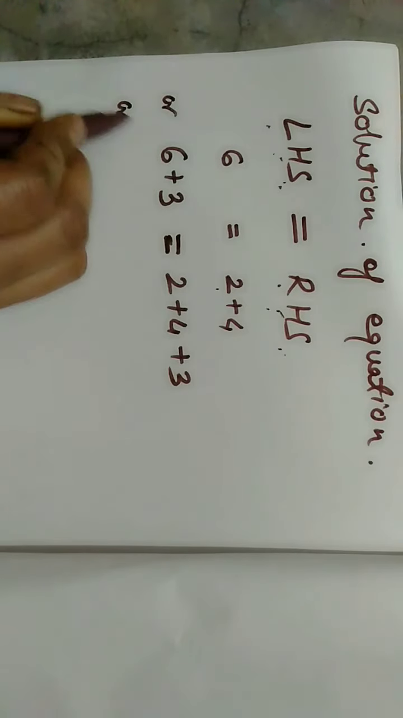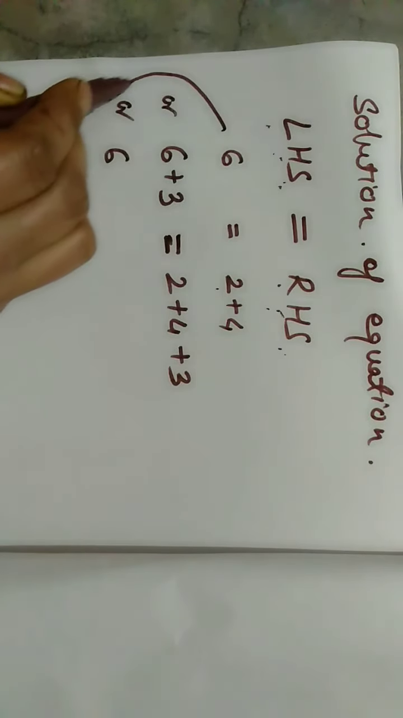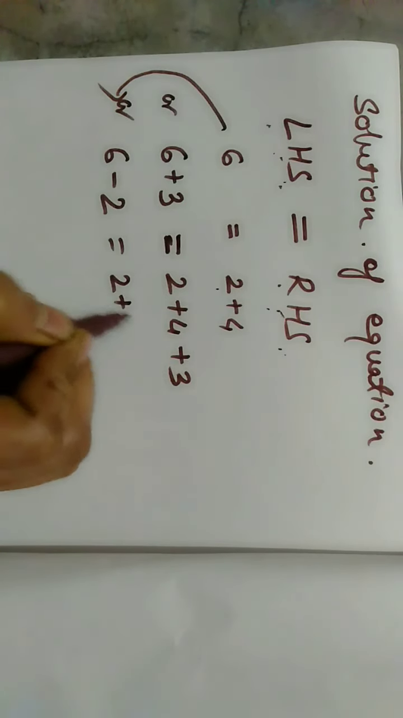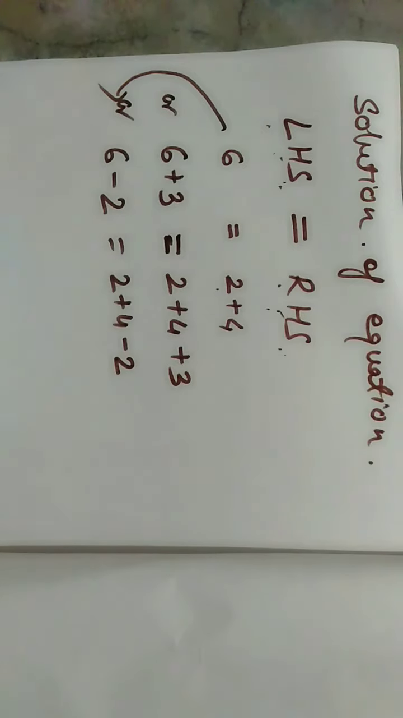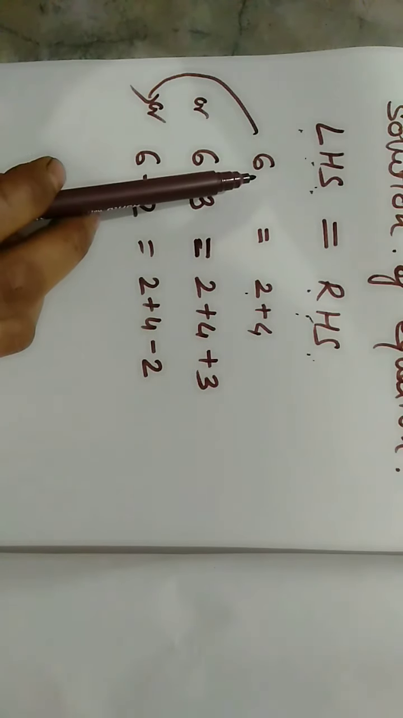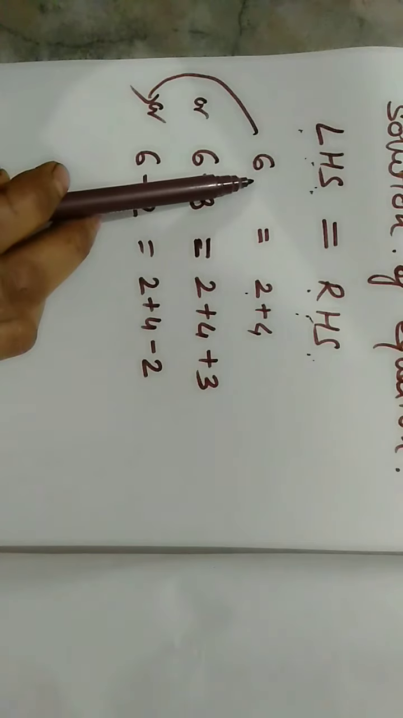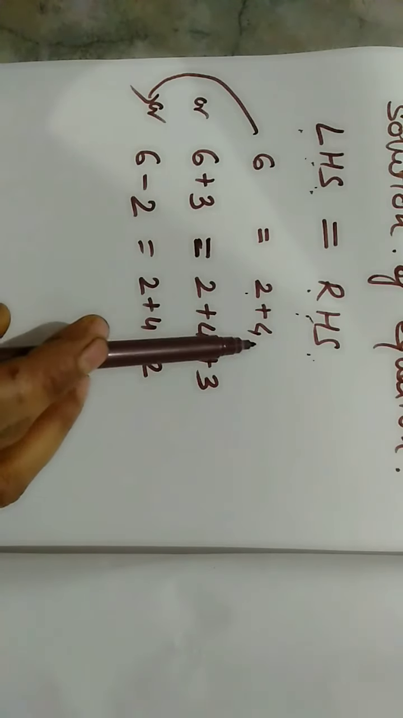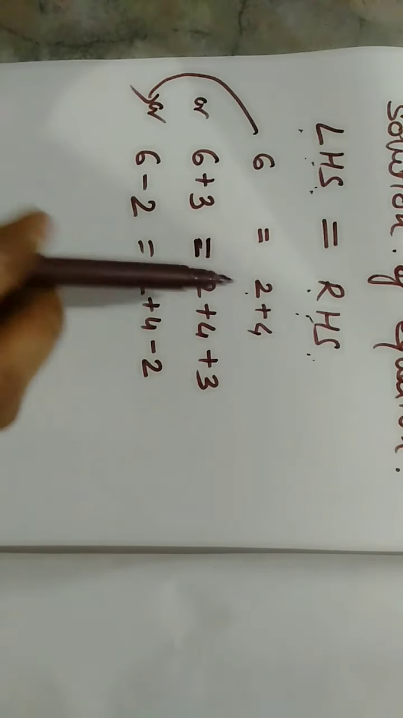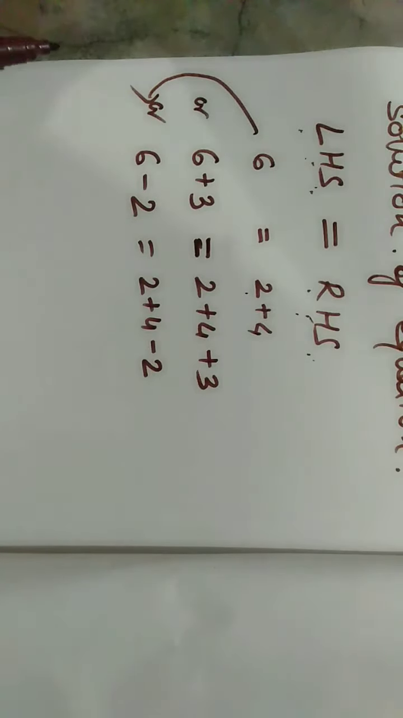Or within this 6, if we are subtracting 2, then we have to subtract 2 from this side also, so that this equality sign holds. So whatever operation we are doing in the left hand side, the same we have to operate on the right hand side. If any term or quantity is multiplied in the left hand side, the same must be multiplied on the right hand side. If we divide anything in the LHS, then we must divide on the RHS.